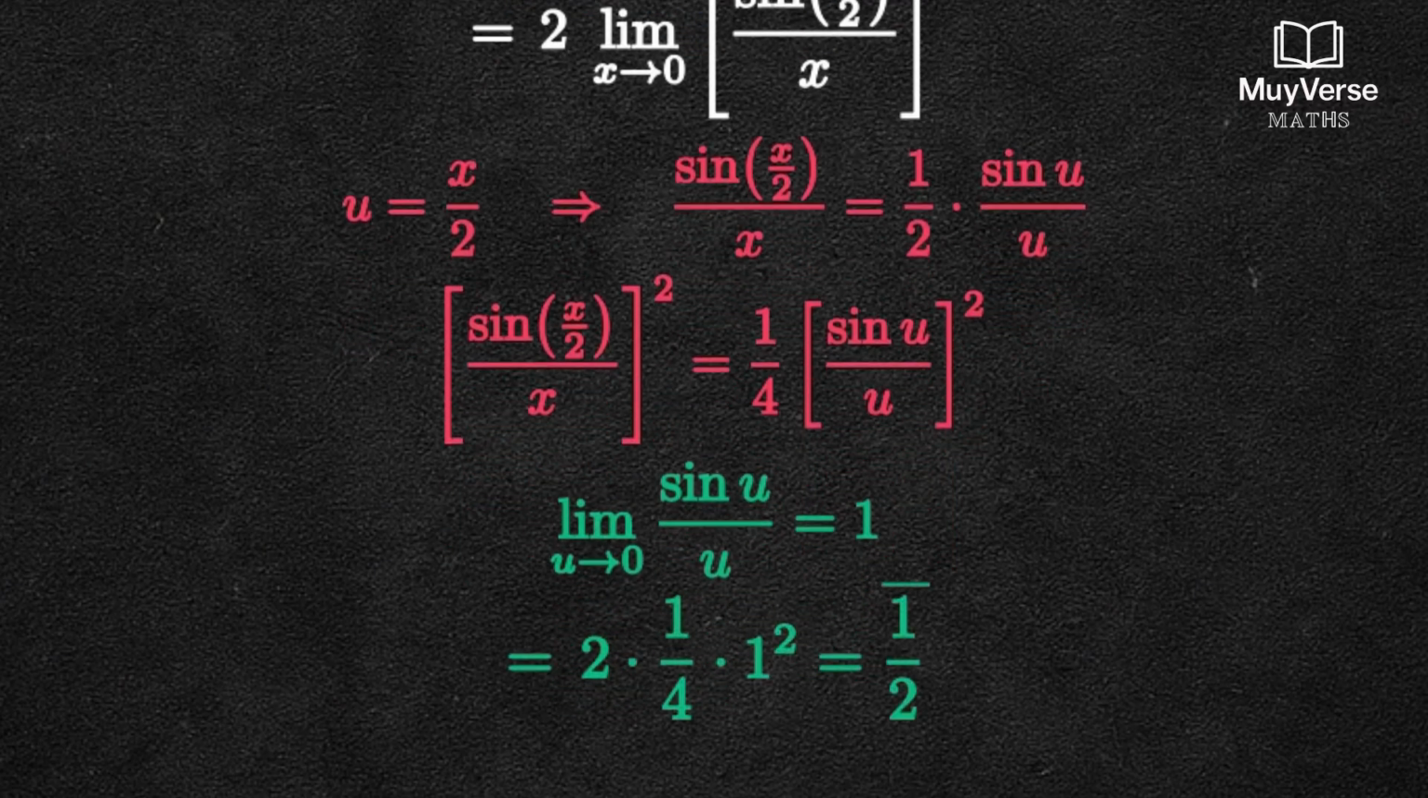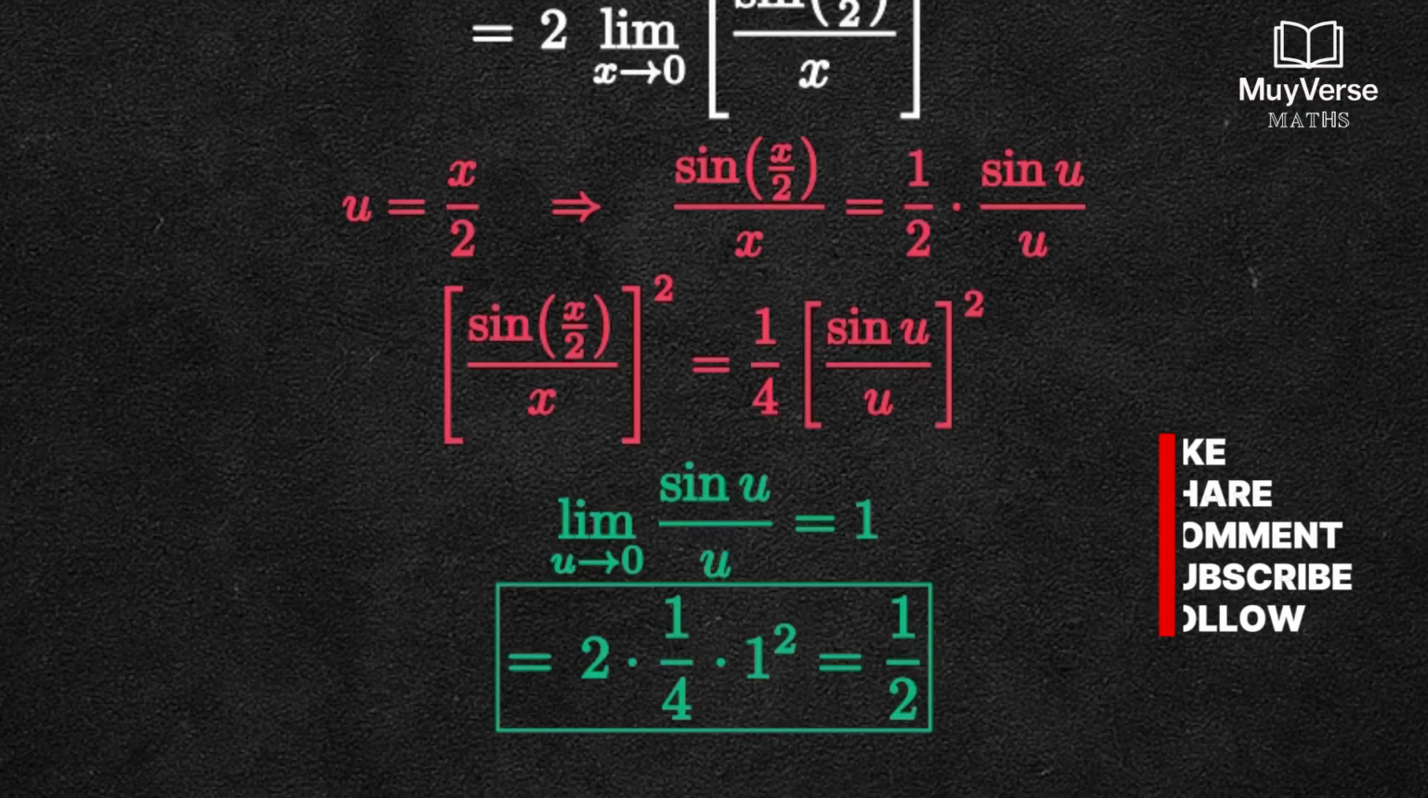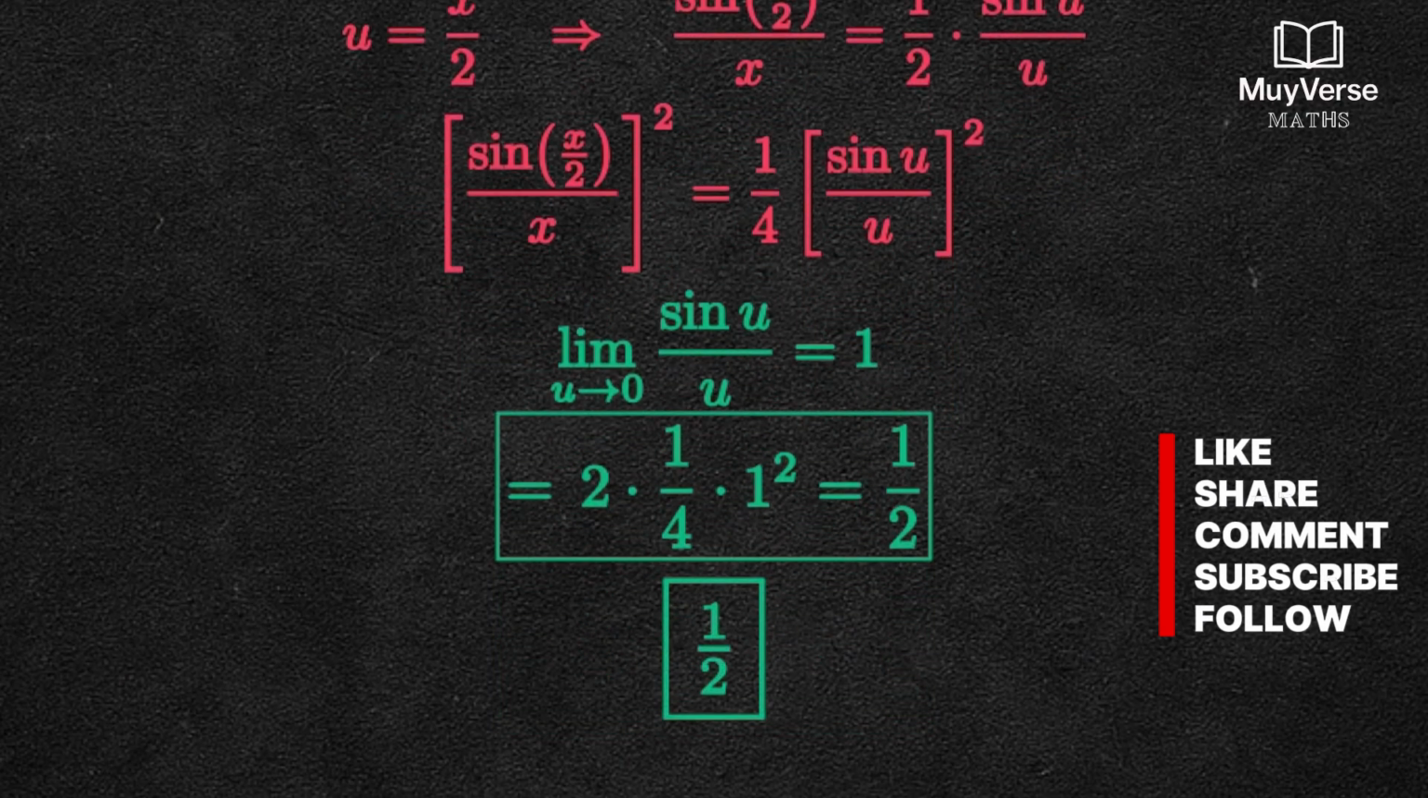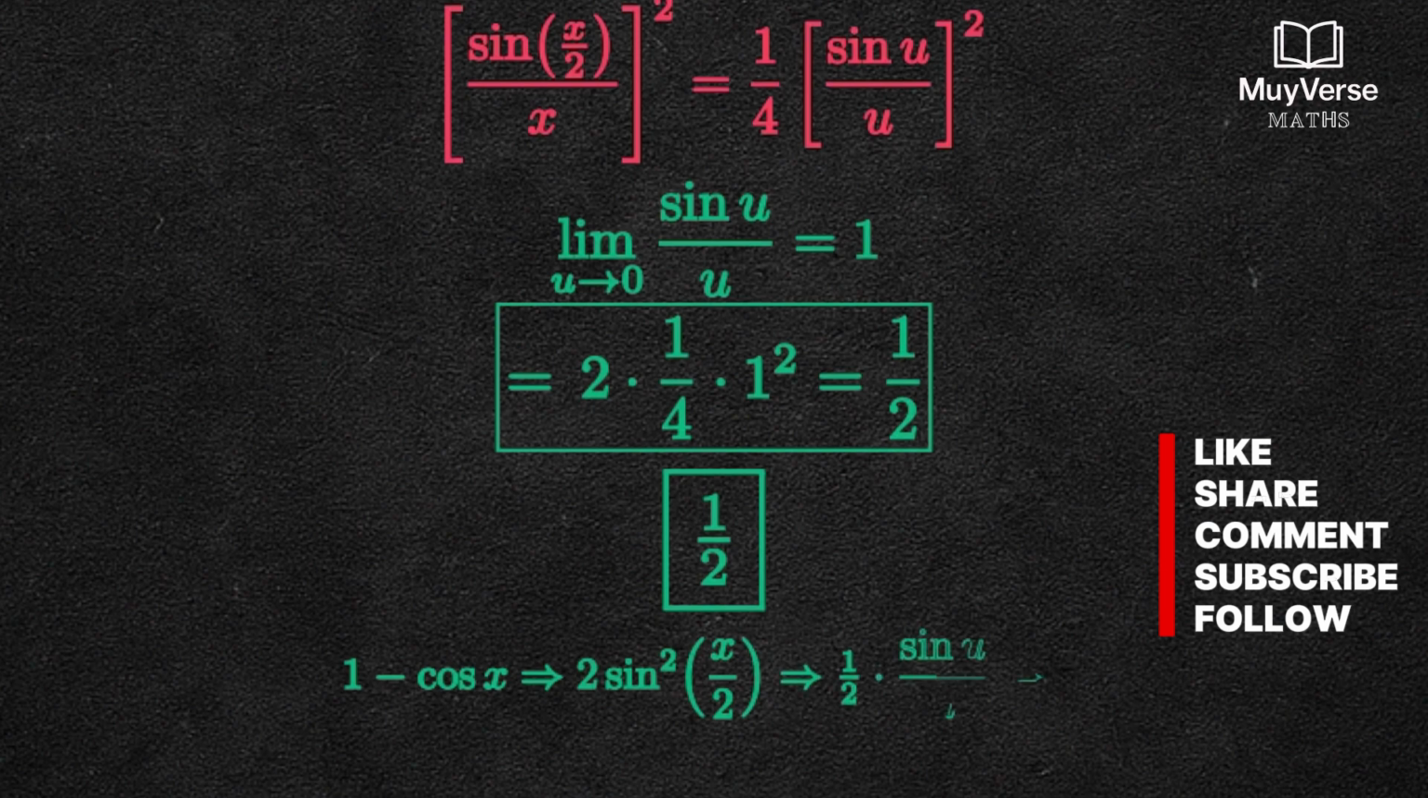Visual cue recap. 1 minus cosine x becomes 2 sine squared of x over 2. Then sine of x over 2 over x becomes 1/2 times sin u over u. The famous limit gives 1, and the constants multiply to 1/2.